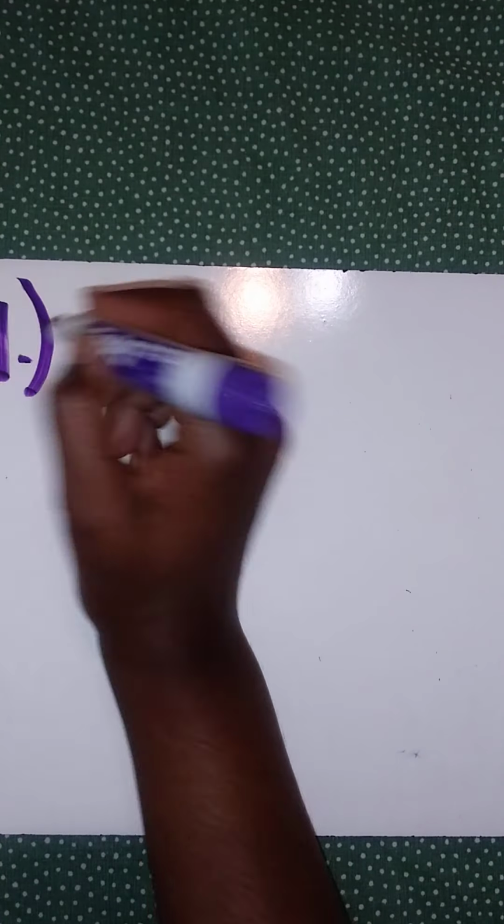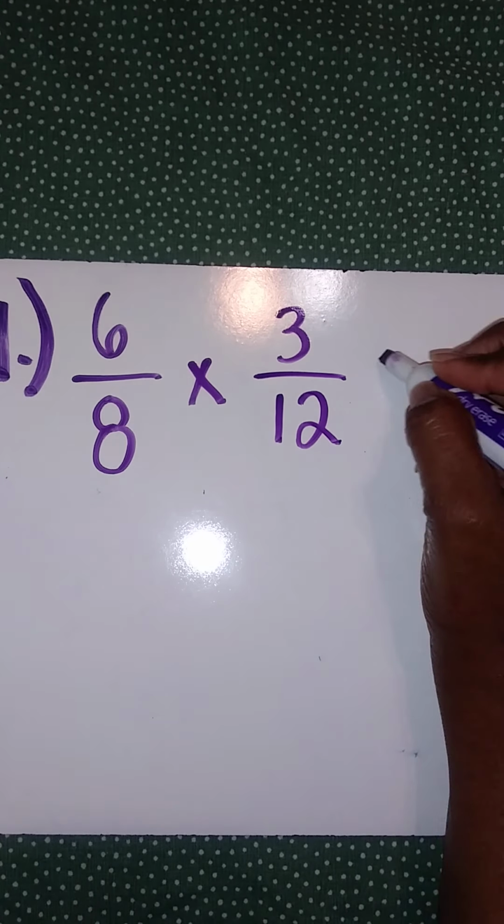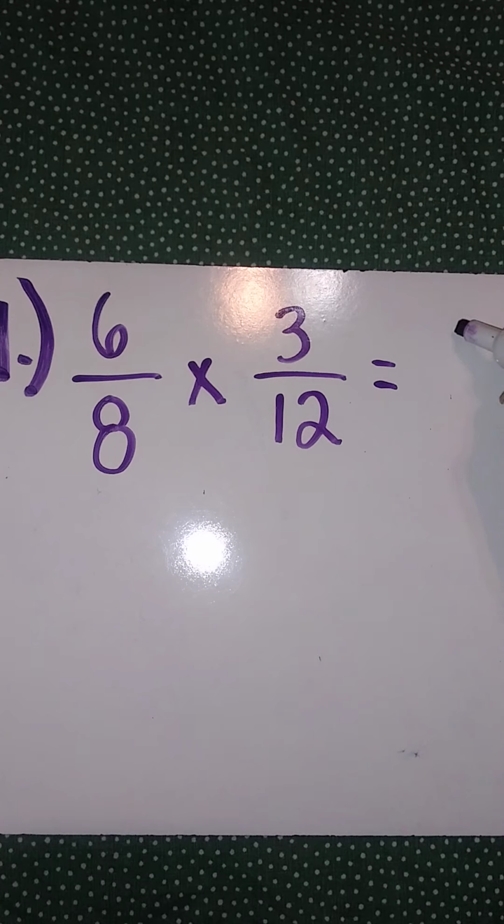Number 1 is 6/8 times 3/12. Okay, the only thing we're going to do in this problem is exactly what I said. We're going to multiply straight across. So I have 6 times 3 is 18, and 8 times 12 is 96.